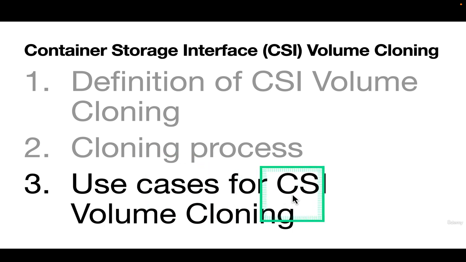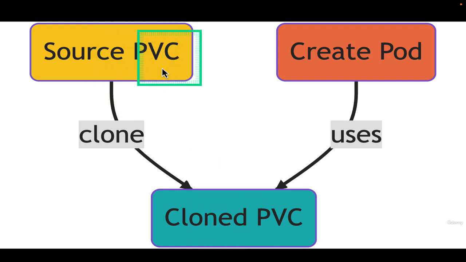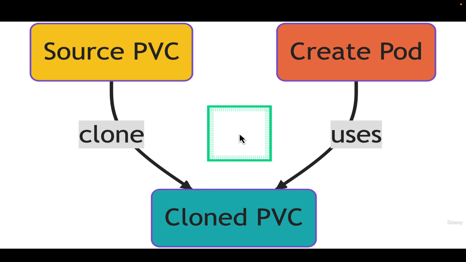Use cases for CSI volume cloning. Use cases include creating multiple pods with identical data, debugging stateful applications, and data replication. So you have a source PVC, which gets cloned into a clone PVC, and you can create a pod that uses the clone PVC, which will have identical data from the source PVC.